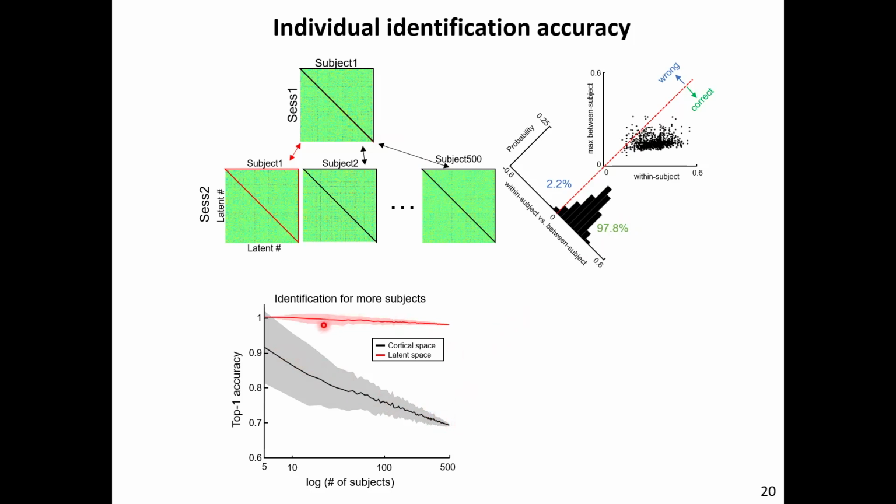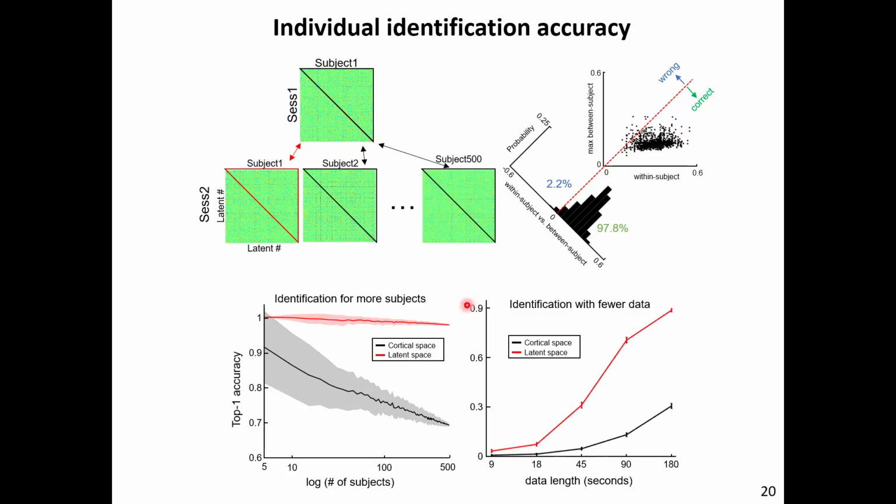However, it was not the case for our latent space. We see the accuracy is almost always 1, all 100%. That means the latent space can be used for real fingerprinting tasks. Plus, it is not only based on the number of subjects; even with very short data, for example only 3 minutes, we were able to identify subjects very accurately, almost 90% accuracy, in the latent space, whereas in the cortical space, you only reach 30% accuracy.